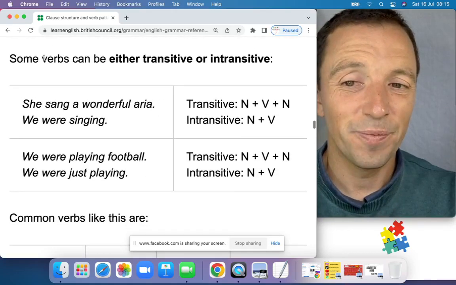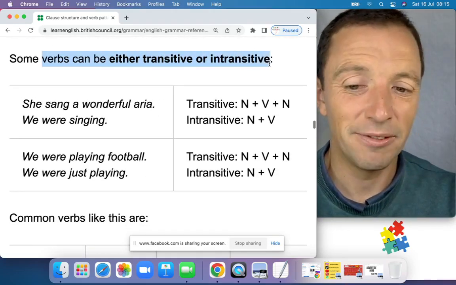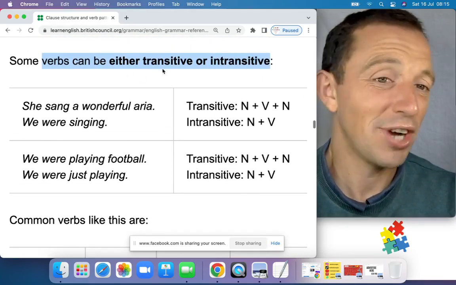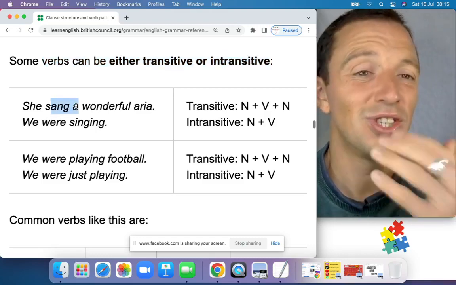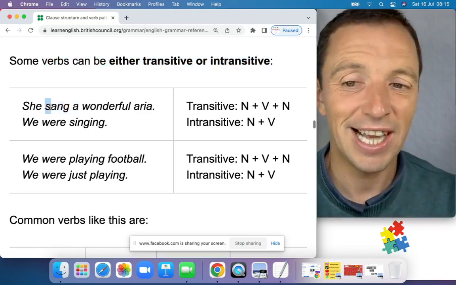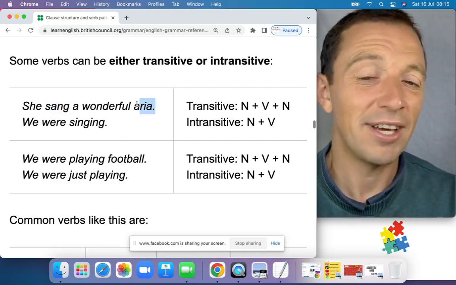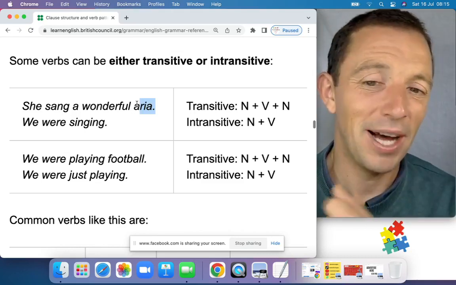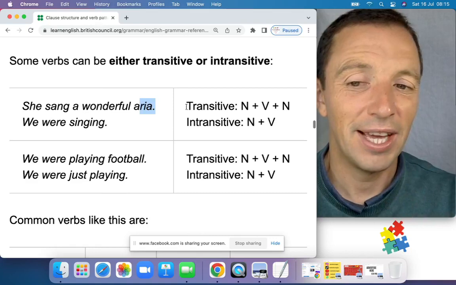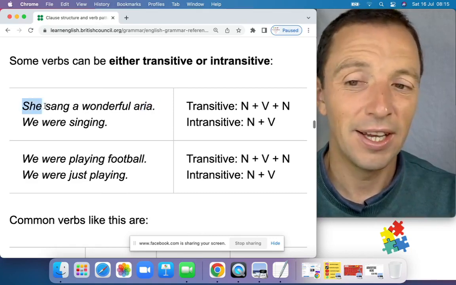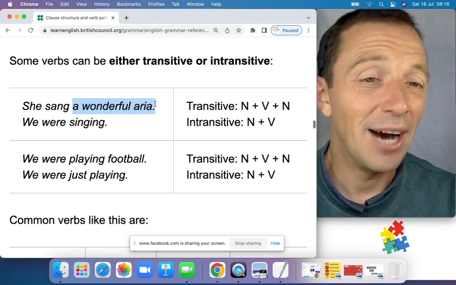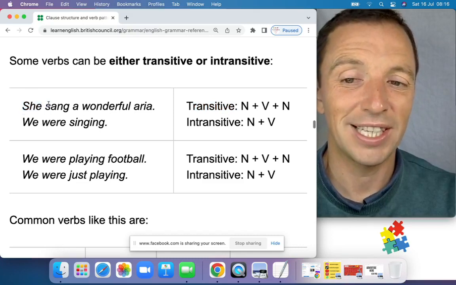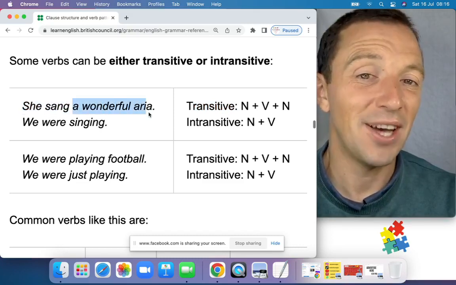Some verbs can be either transitive or intransitive, and I think this is known as ergative verbs. For example, the verb to sing. In the past irregular, she sang a wonderful aria. I don't know what aria is, it's a type of song, perhaps. So she sang a wonderful aria. That is noun, verb, noun, so that's transitive. She is the subject, sang is the verb, and wonderful aria is the object.